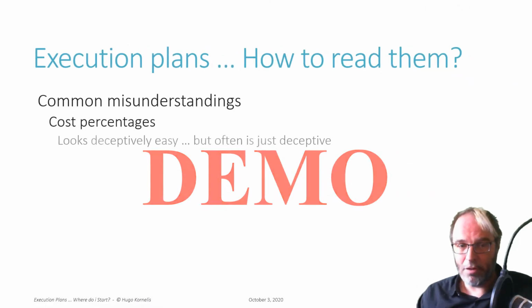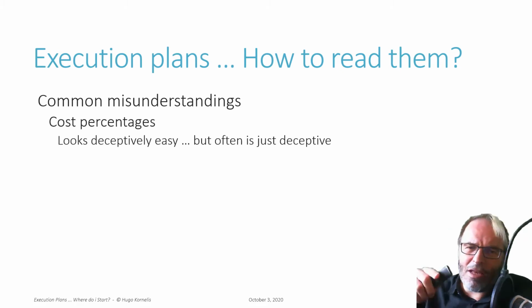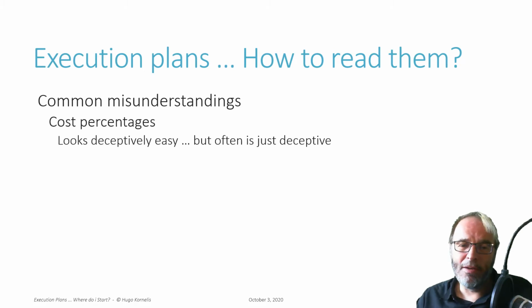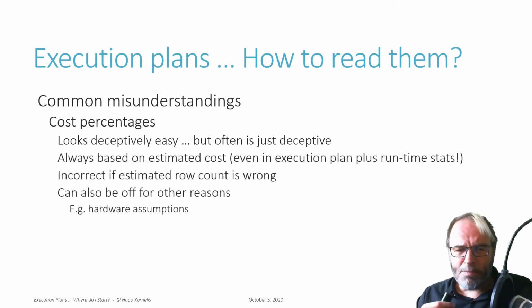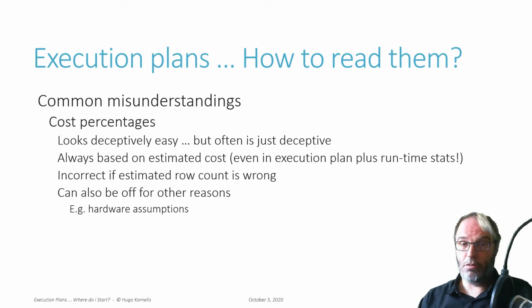So it is very dangerous to look at those percentages because we don't know how good those estimates are. So yeah, it's deceptively easy to look at those percentages and immediately zoom in on the high percentages. But often it's just deceptive. It's based on the estimated cost, whether you use an execution plan only or an execution plan plus runtime statistics. The percentages you see are based on estimated costs. So if your estimated row counts are wrong, those percentages are wrong.